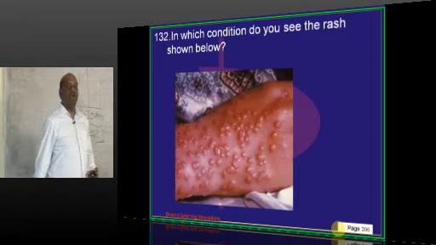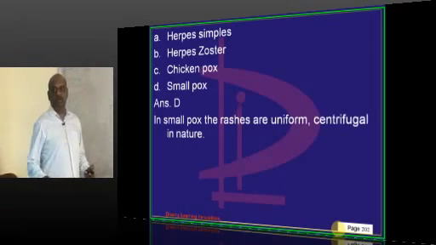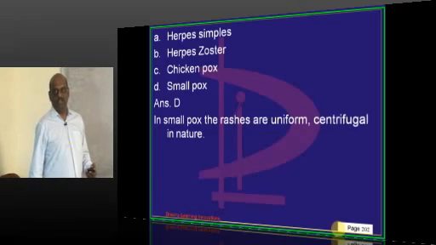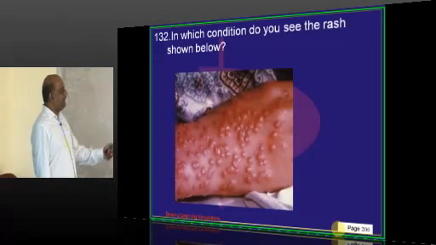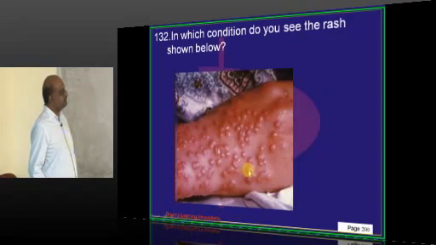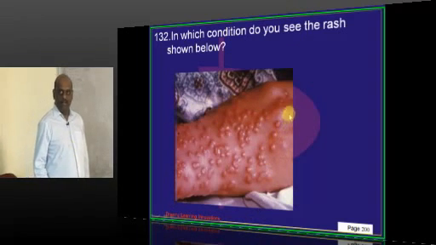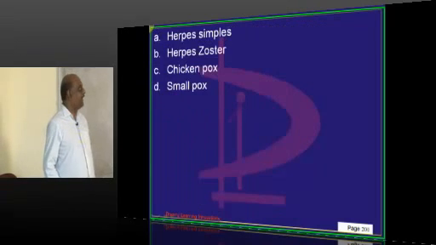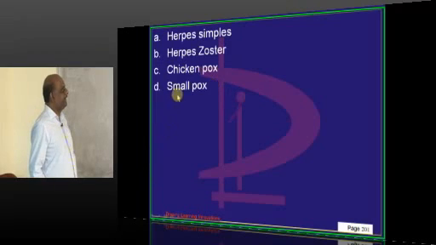Then in this condition, what is this rash? Classically it is a smallpox rash, uniform and centrifugal in nature. But it can be herpes also, look and feel. But the point is the appearance in the trunk and all that. Because smallpox is eradicated, you marked chickenpox.